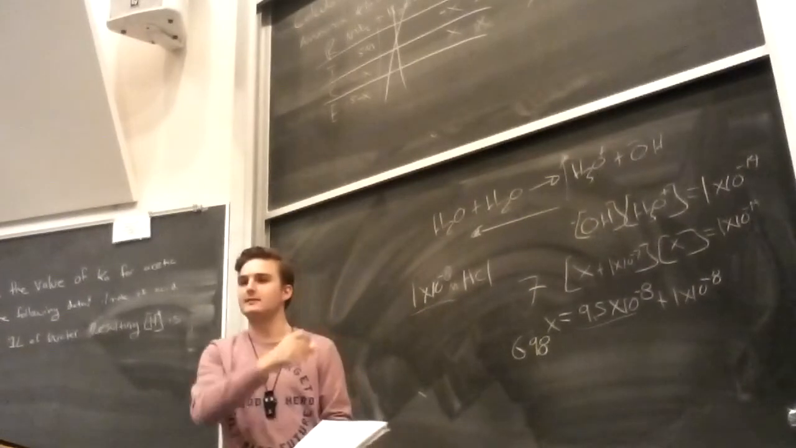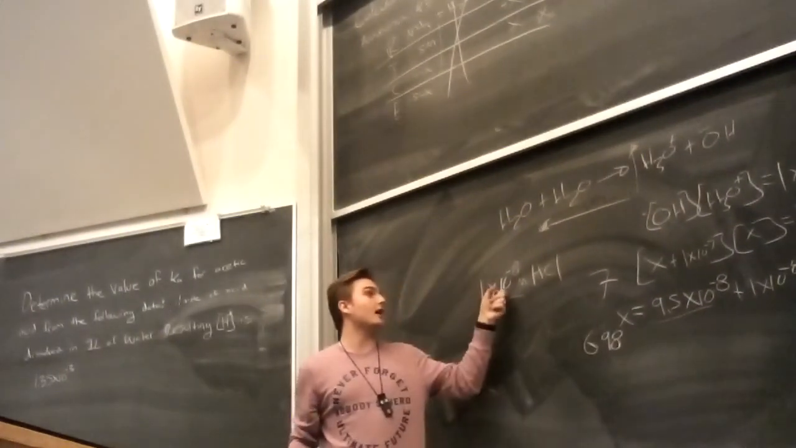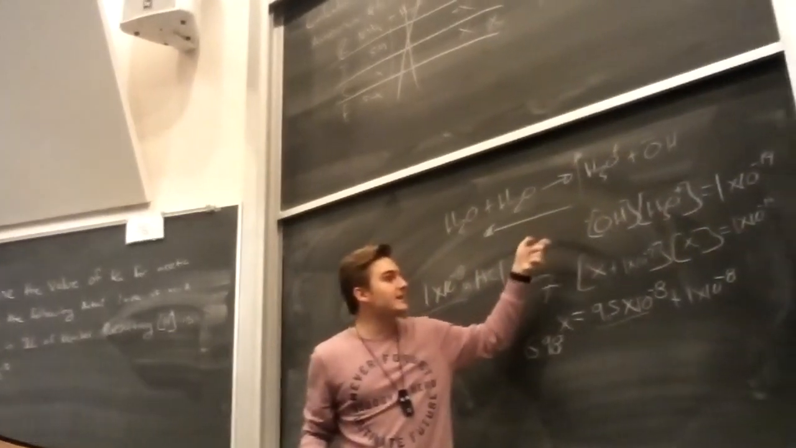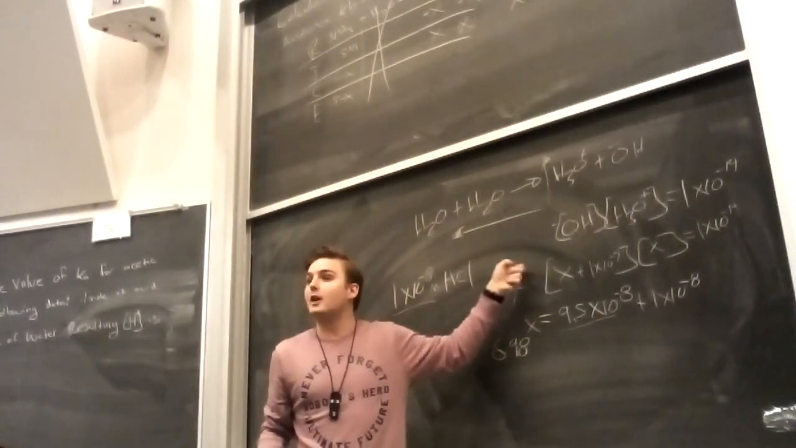So this makes sense. If you were to just take the negative log of 1 times 10 to the negative 8, you would have gotten 8, a basic pH when you added acid. It doesn't make sense. So please get this system down if you have an auto-ionization problem.